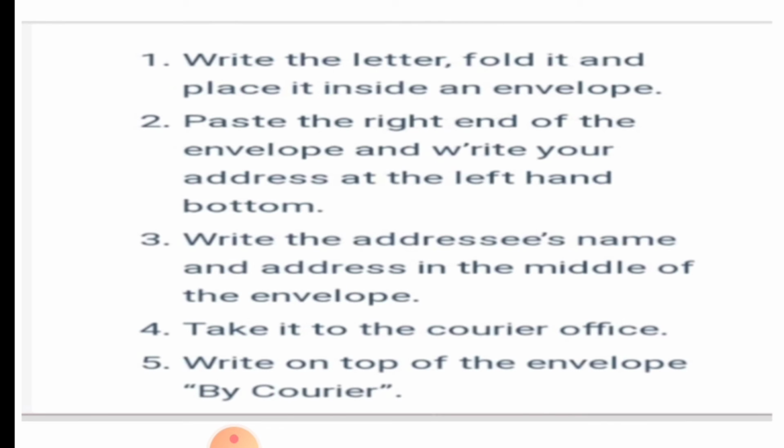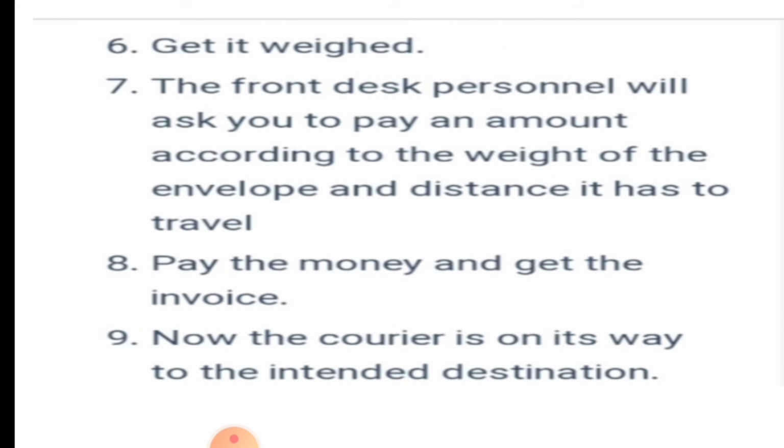So the first step is write the letter, fold it and place it inside an envelope. Paste the right end of the envelope and write your address at the left hand bottom. Write the addressee's name and address in the middle of the envelope. Take it to the courier office. Write on top of the envelope by courier. That word has to be written on top of the envelope, and get it weighed.